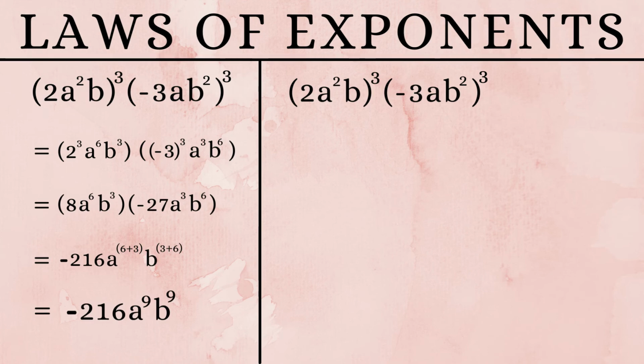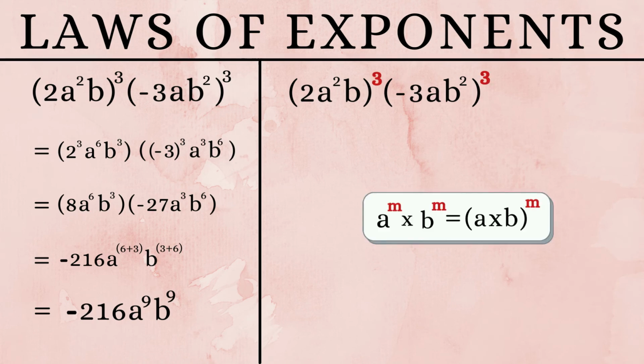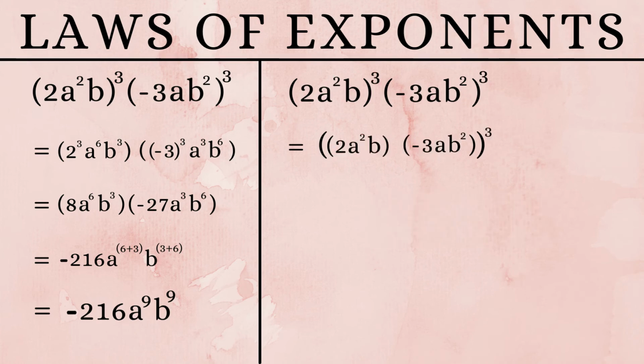Now let's try out the same example using another method. Here, since we have the same exponent 3 with two different bases, 2a square b and minus 3ab square, what we do is keep the exponent 3 as it is and multiply the bases. What we would get next is 2a square b into minus 3ab square, the whole raised to 3.